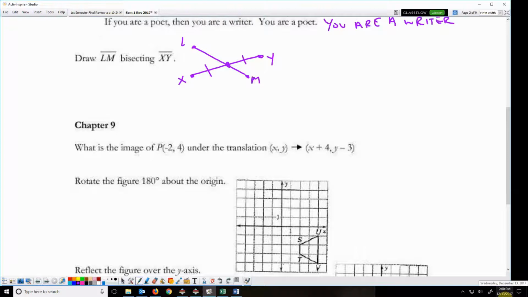On to chapter 9. The image of point P, negative 2, 4, under a translation where we add 4 to the x and subtract 3 from the y. So that's going to be point P prime. Negative 2 plus 4 is 2. 4 minus 3 is 1.